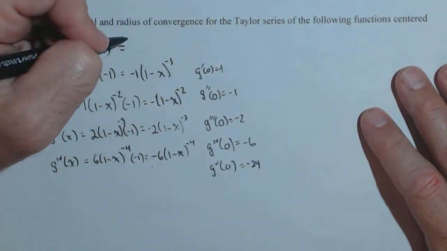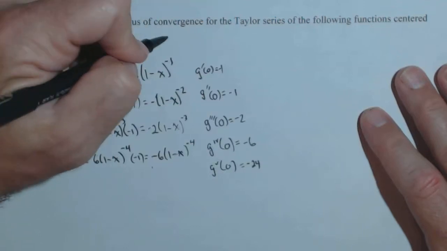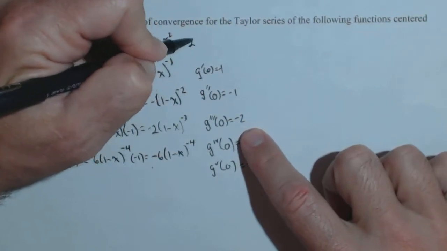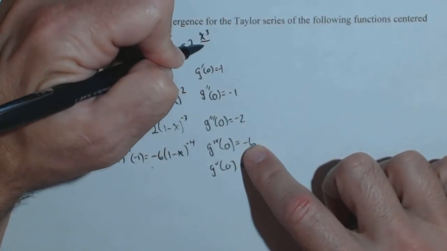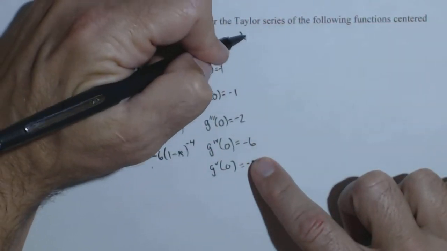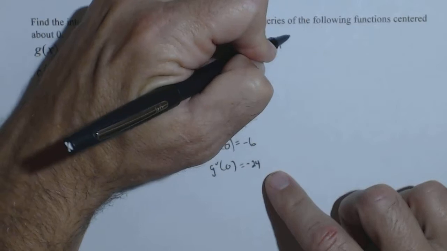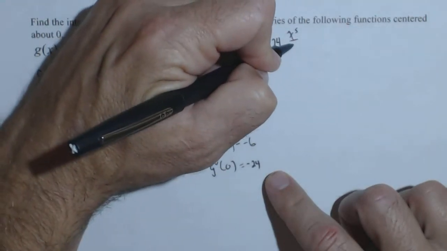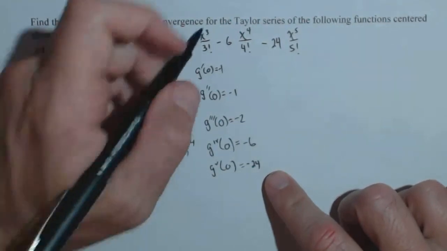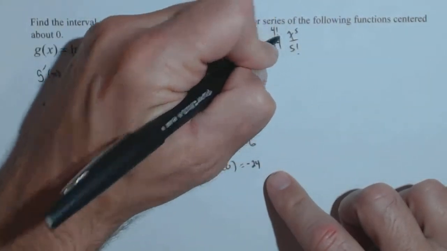Okay, so we have no constant term. So our first term is going to be negative x minus x squared over 2 factorial minus 2 times x cubed over 3 factorial minus 6 times x to the 4th over 4 factorial minus 24 times x to the 5th over 5 factorial. Now here's what's interesting. Notice that 2 could be written as 2 factorial. 6 we could write as 3 factorial. 24 we could write as 4 factorial.